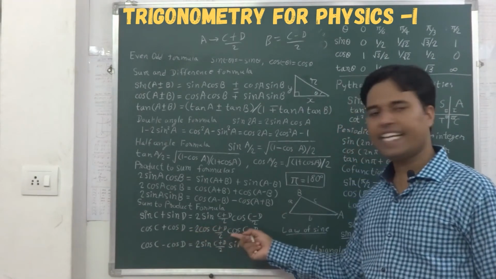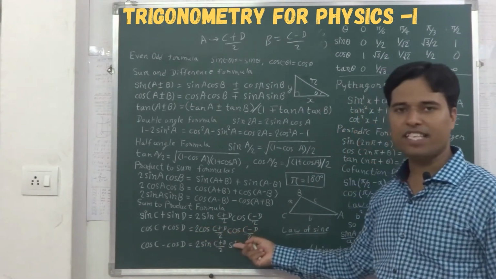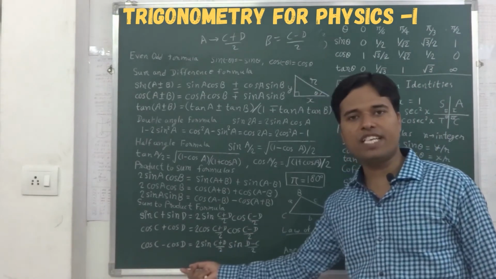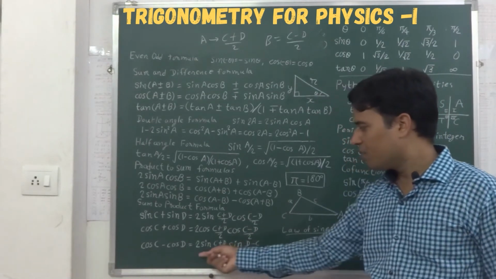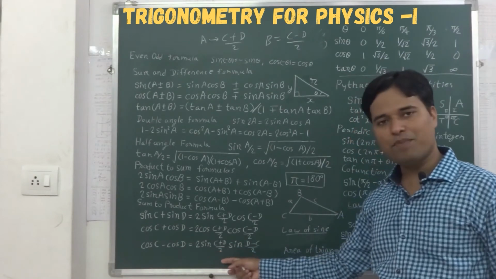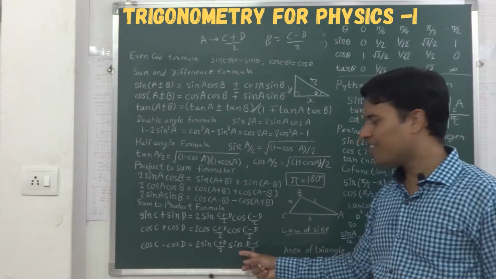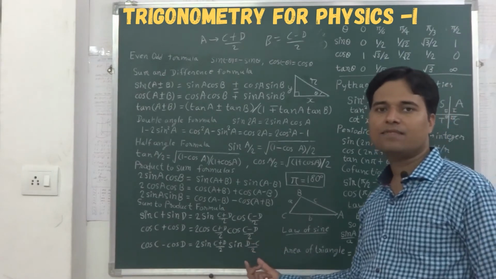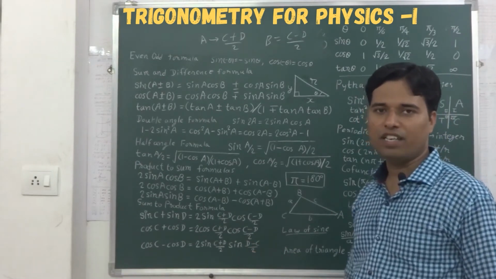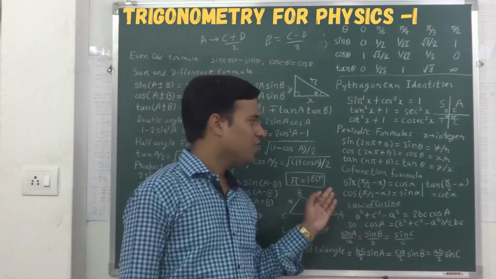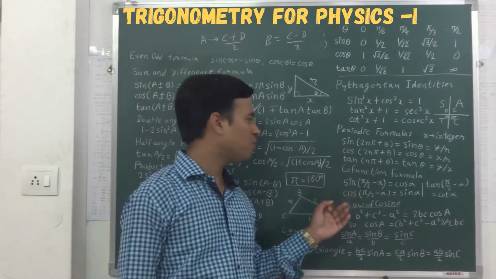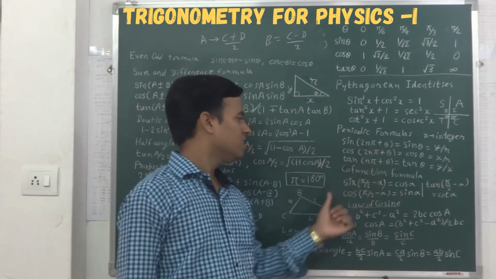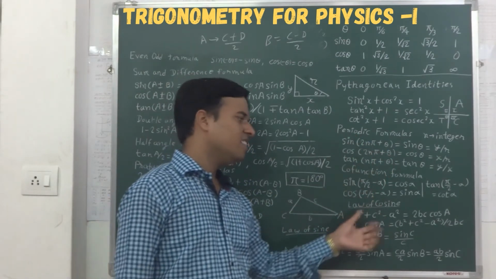Cos c minus cos d can be written as minus 2 sin (c plus d)/2 sin (c minus d)/2. Here you will get 2 sin (c plus d)/2, but sine of (d minus c)/2 in the opposite order. Now dear students, you have learned those formulas for cofunction and some periodic formulas, and the remaining topics are the law of cosine and law of sine.